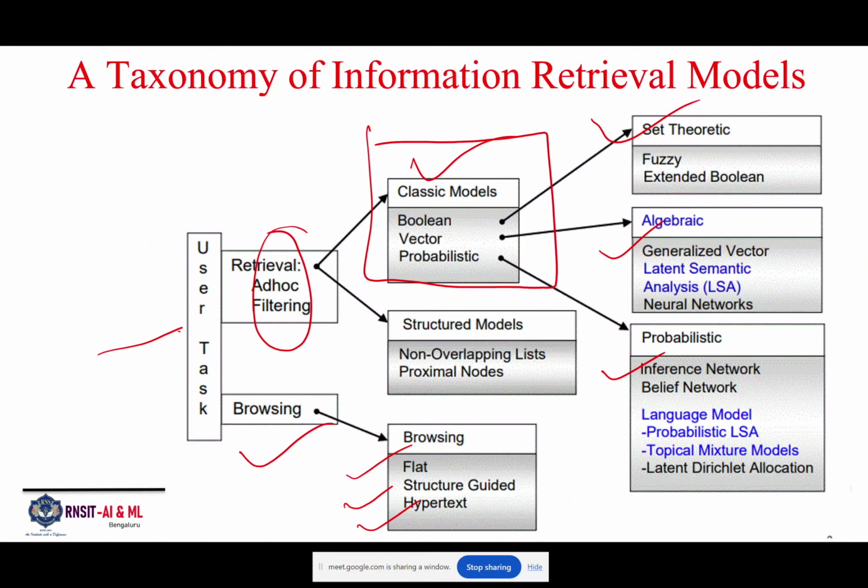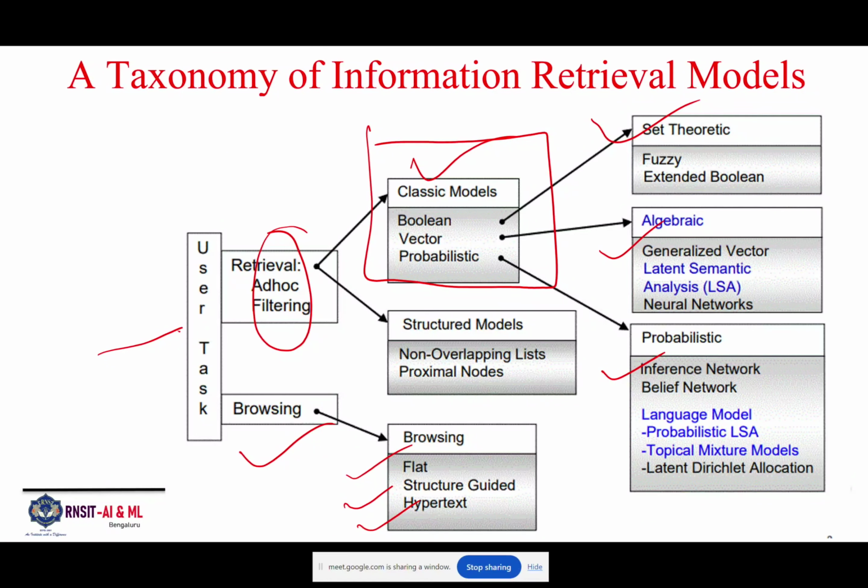Besides these reference models, they are totally working on the text content. The model might also allow references to structure normally present in written text. Of course, in this case, we say that we have a structured model. We distinguish two models for structured text retrieval, namely non-overlapping list models and proximal node models. So these are structured models.